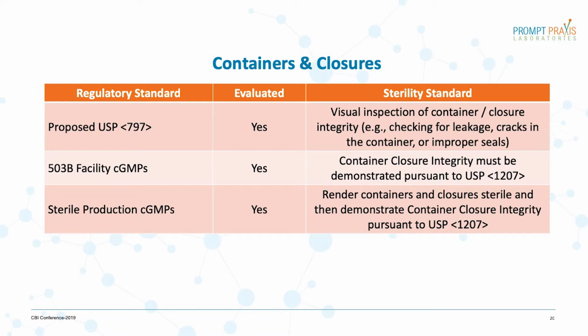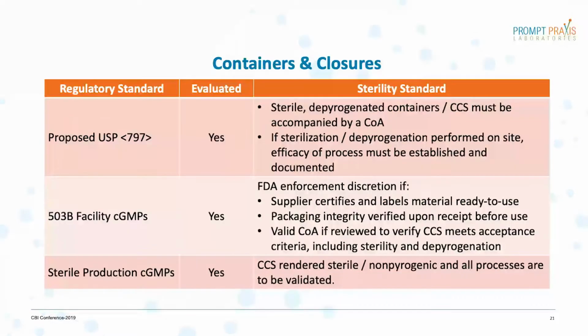Sterile production, you actually render your containers and closures sterile, typically through depyrogenation tunnels and sterilization procedures, all of which need to be validated. In the 503B world, typically you're filling into sterile devices, syringes, bags, cassettes, components, and so you just have to demonstrate after the fact that they are going to retain their integrity through CCIT testing.